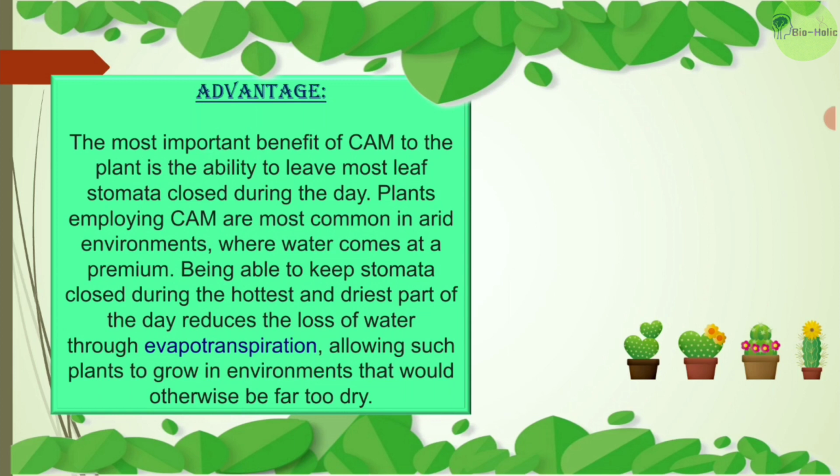So what are the advantages of this pathway? The most important benefit of CAM to the plant is the ability to leave most leaf stomata closed during the day. Plants employing CAM are most common in arid environments where water comes at a premium. Being able to keep stomata closed during the hottest and driest part of the day reduces the loss of water through evapotranspiration, allowing such plants to grow in environments that would otherwise be far too dry. And the examples of CAM plants include orchids, cactus, jade plants, etc.